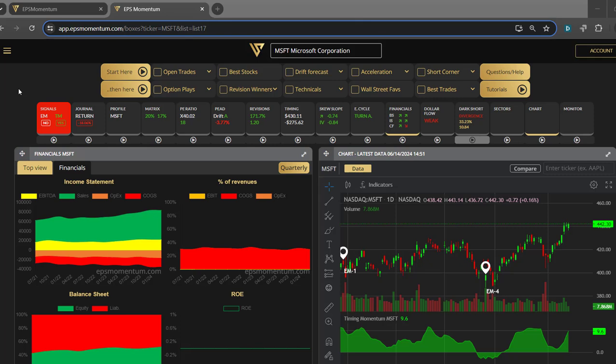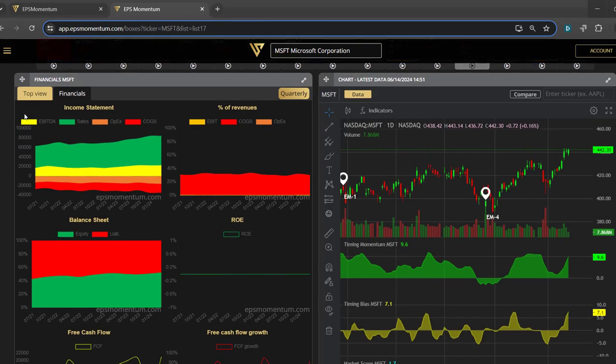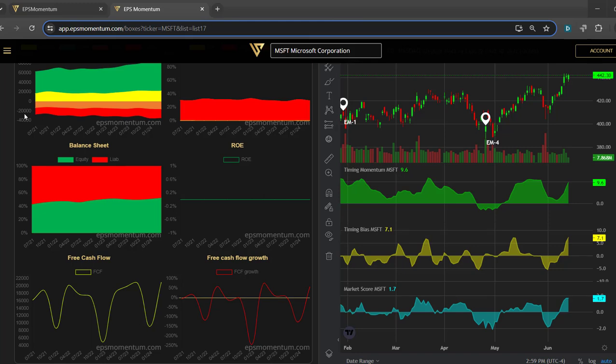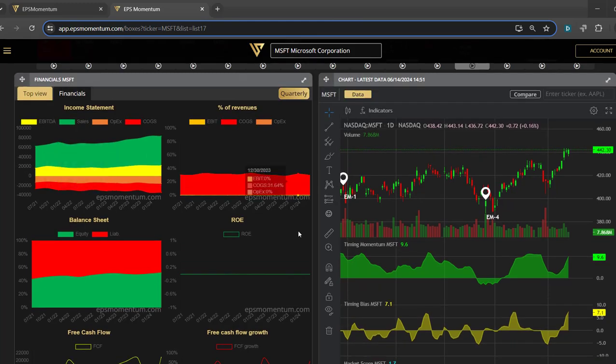The financial widget lets you look at all of the numbers, the financial numbers for a specific stock. So you would click on the financials here, and it has two main views. One is a quick visual cue on the entire health of the company.